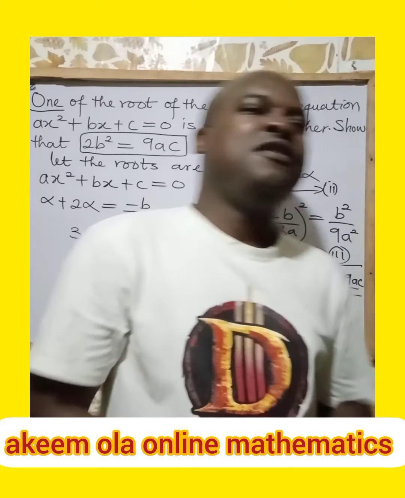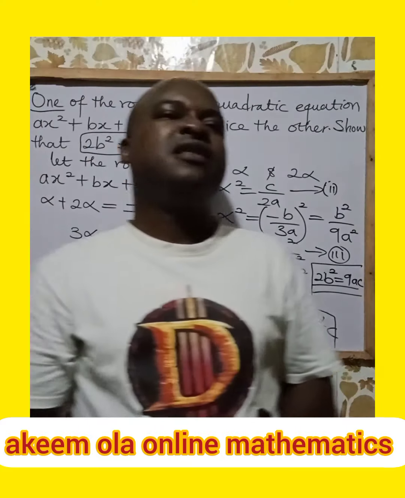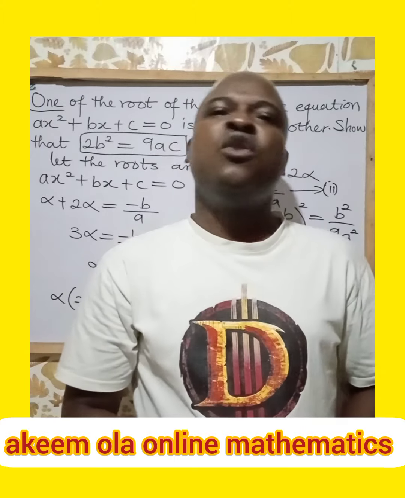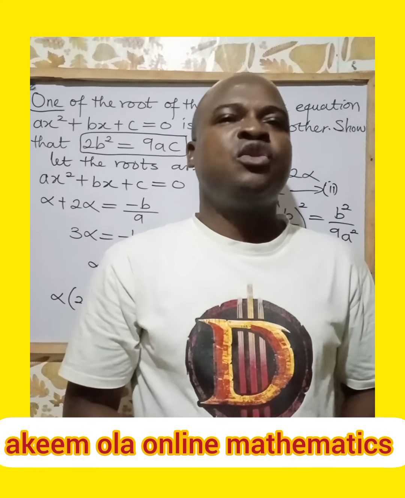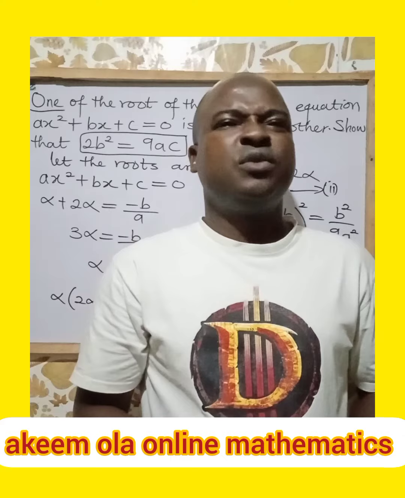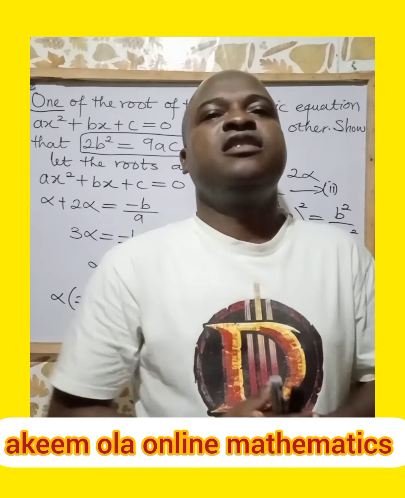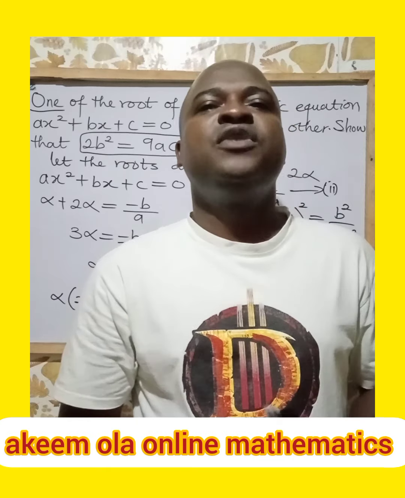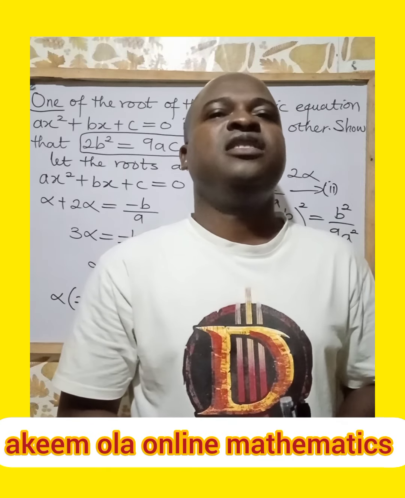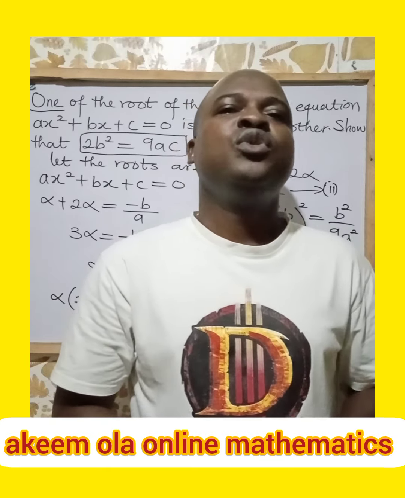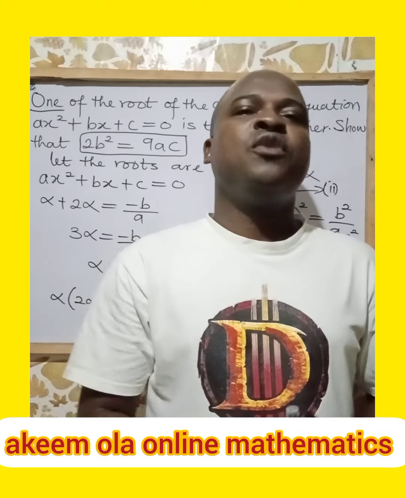So as you can see from what is on the board, in solving a question under quadratic equation involving two roots, there are two things that you need to do. The first is to consider the sum of the roots, and the second is to consider the product of the roots. We are going to stop here for now.